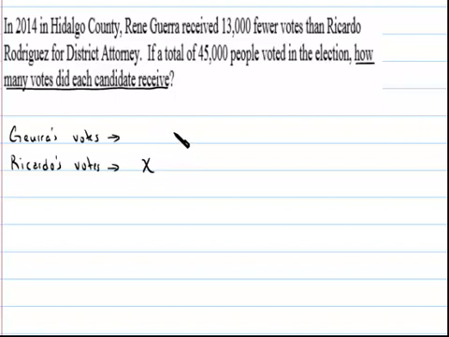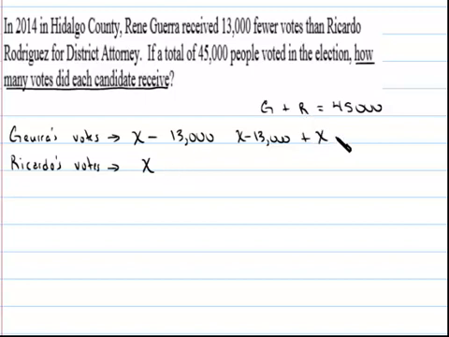So don't just write 13,000. A lot of students say, okay, he got 13,000. No, he didn't. It didn't say he got 13,000 votes. Rene got 13,000 fewer votes than Ricardo. So Rene would be X, which is Ricardo's, minus 13,000. We know there was a total of 45,000, so we know that Guerra plus Ricardo has to equal 45 grand. So Guerra was X minus 13,000 plus Ricardo was X equals 45,000.